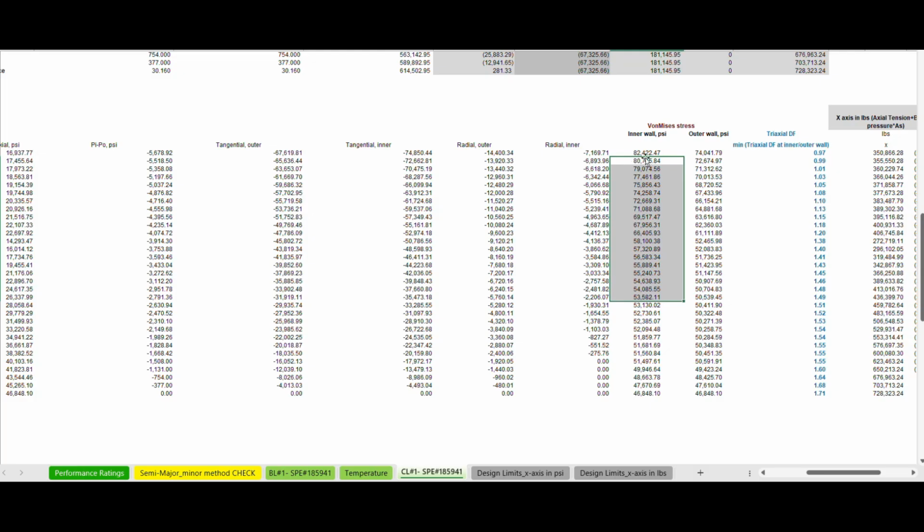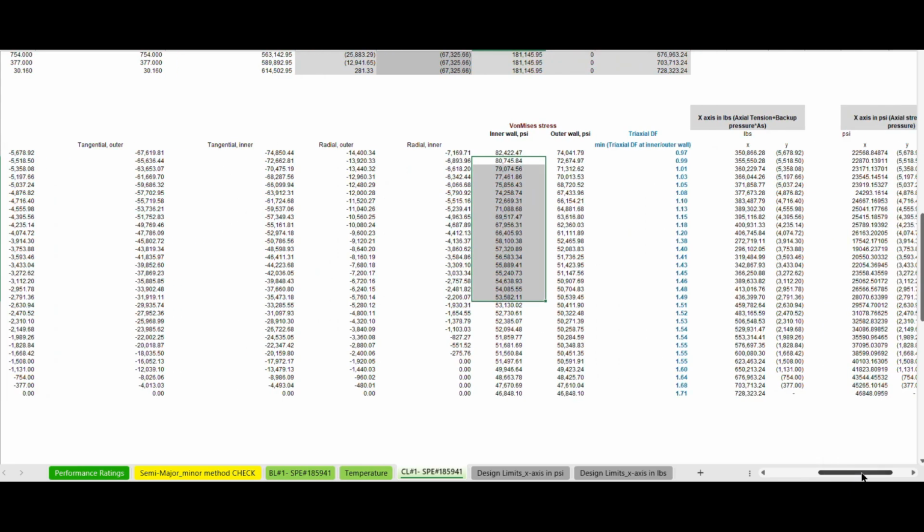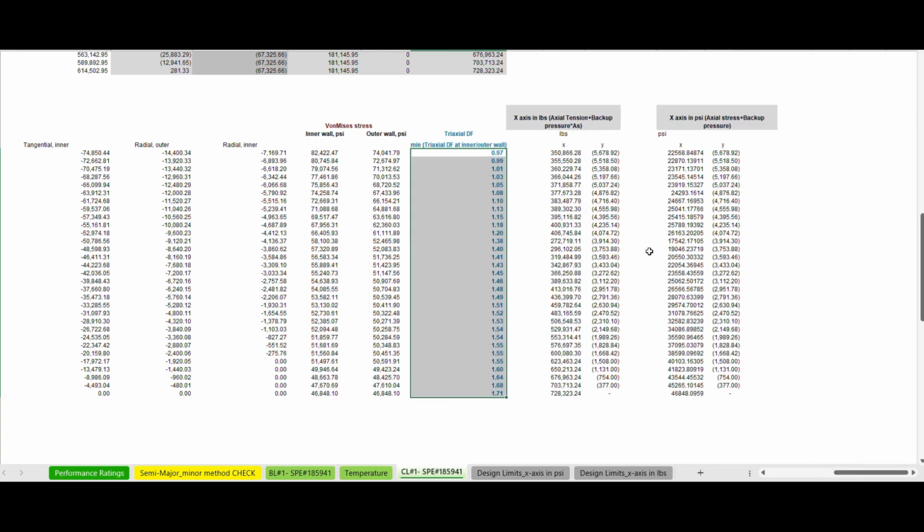As you could see, the highest is the inner wall. So it supports our assumption that it yields at the inner wall first, and then you calculate your triaxial design factor accordingly. So for building our design limit plot with the load cases, you still have the x and y axes as I drew here.